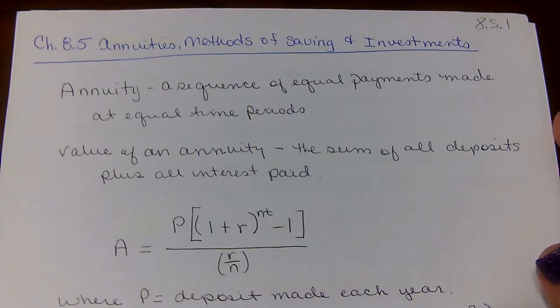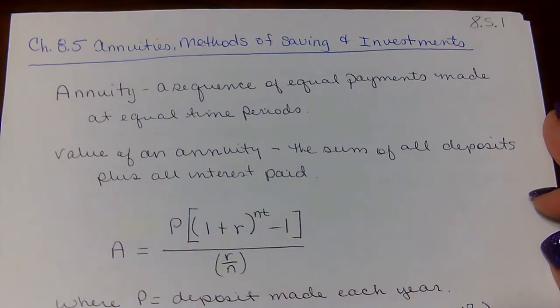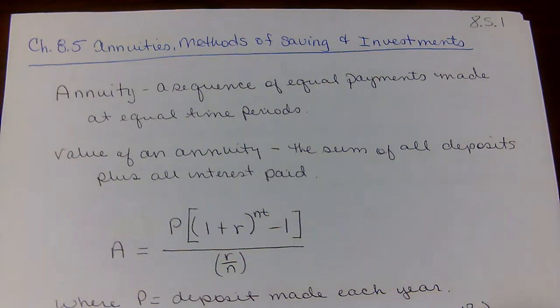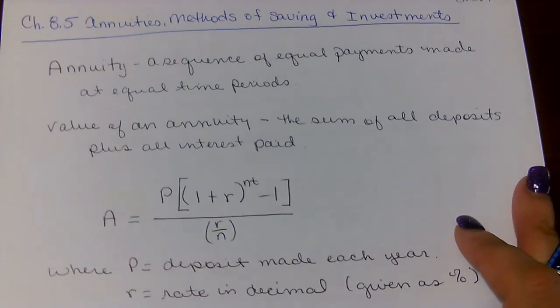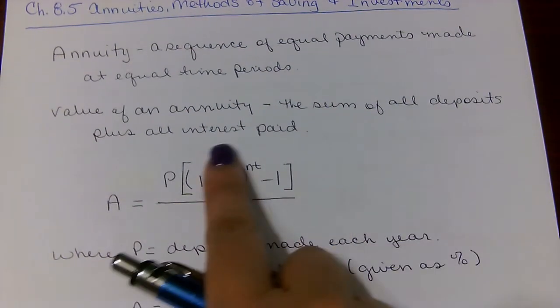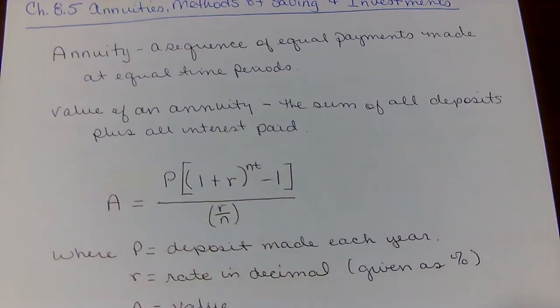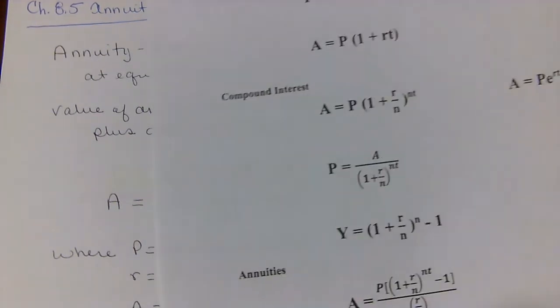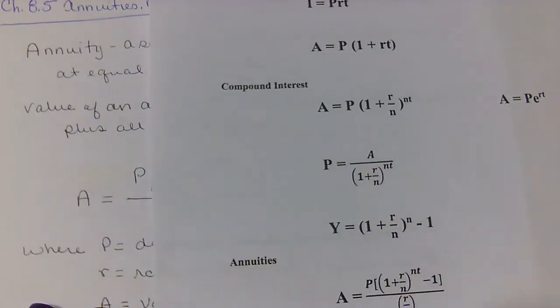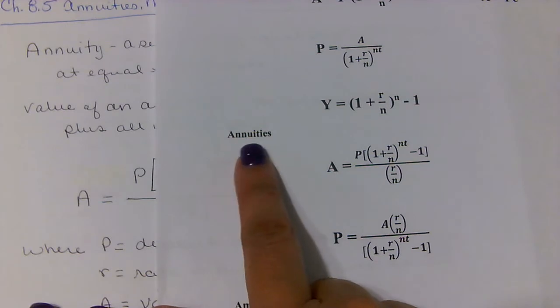In this video, we'll be covering Chapter 8, Section 5. This is going to be over annuities, method of savings, and investment. An annuity is a sequence of equal payments made at equal time periods. The value of the annuity can be summarized in this equation. You can find this equation on your formula sheet under the annuities section.